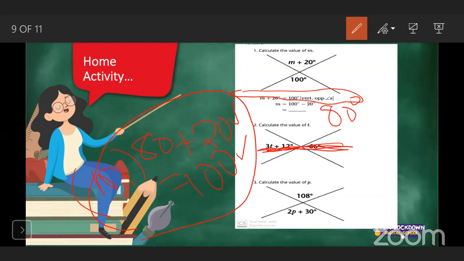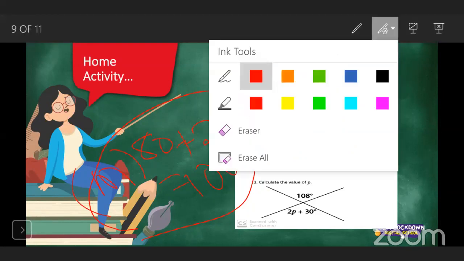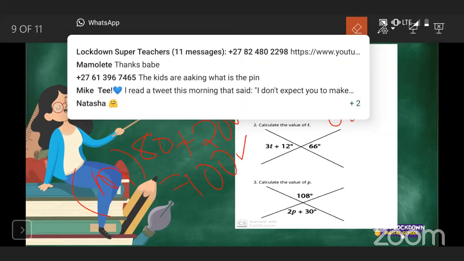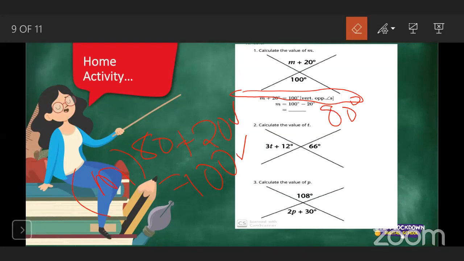All right, guys, for your class activity again, can you calculate the value for t before we display it here? I'm giving you a minute to do that, and you can just comment your answer. Don't forget, you must write the equation first. Let me give you the equation. The equation is 3t plus 12 equals 66 degrees. So let's calculate them. I'm giving you just a minute to complete.